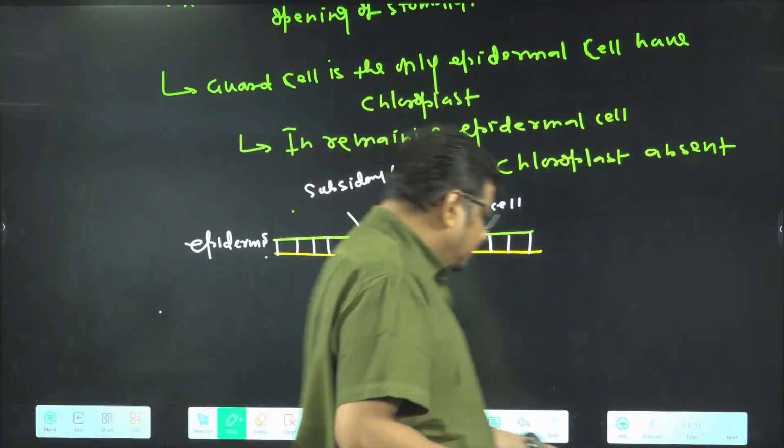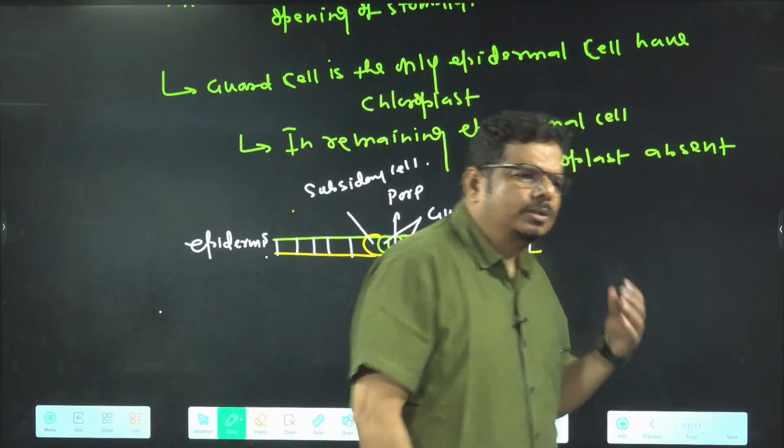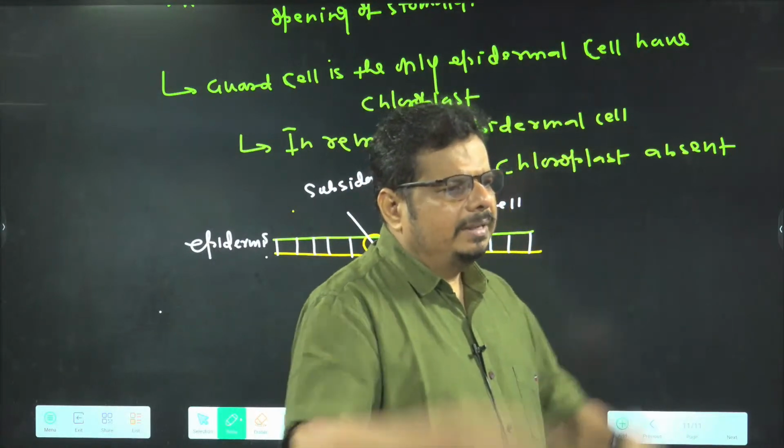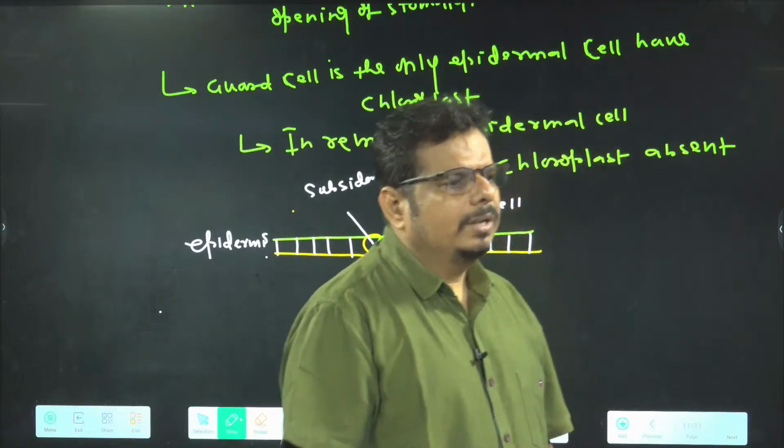So the remaining ground tissue and vascular tissue will take another 10 minutes or so. After that, we will deal with the comparative anatomy of root and stem.